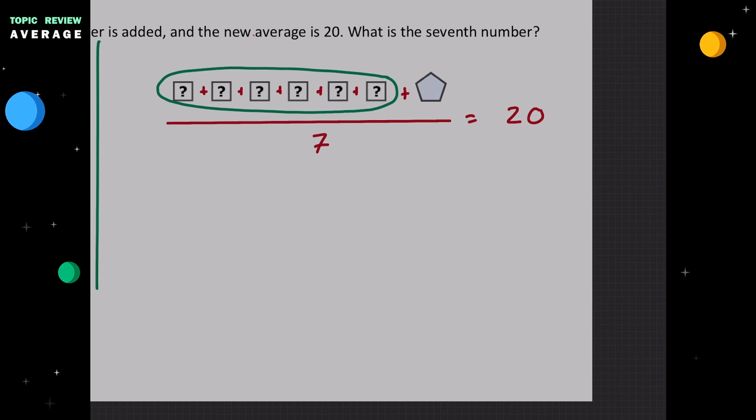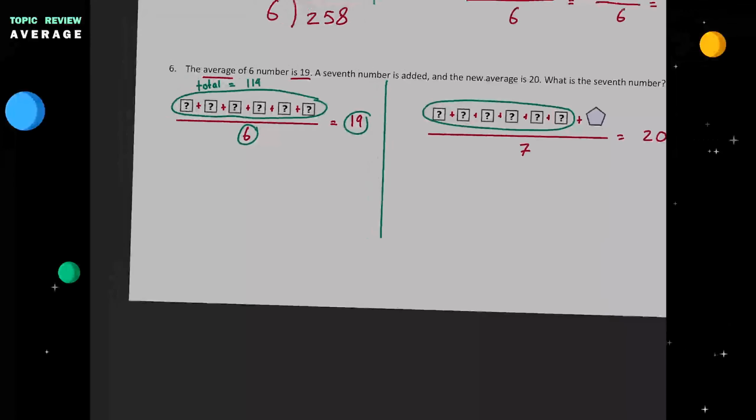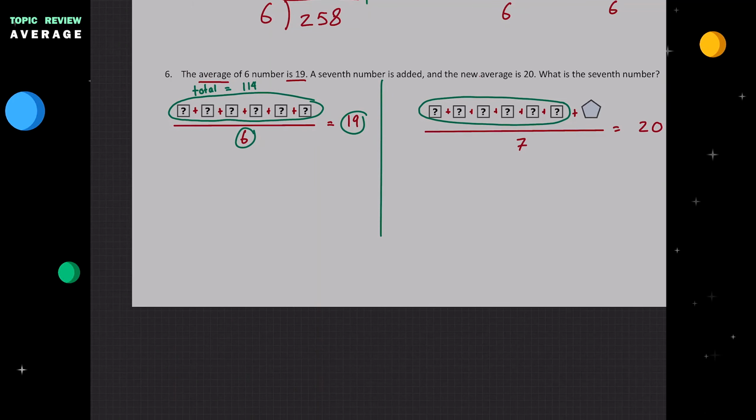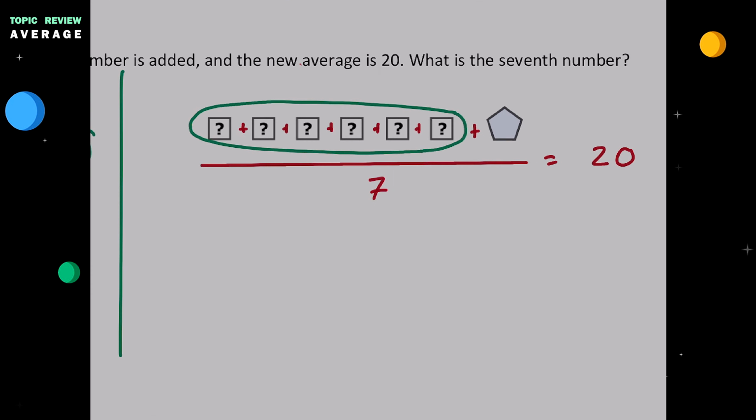Now, what other information do we know? We drew the diagram. Now, what else do we know? The question is, what's the 7th number? Okay. So, what do we know? We know that the first 6 numbers add up to what? The first 6 numbers add up to 114. So all of these add up to a total of 114. Actually, I'll put that in green so you won't be confused. 114. Okay.